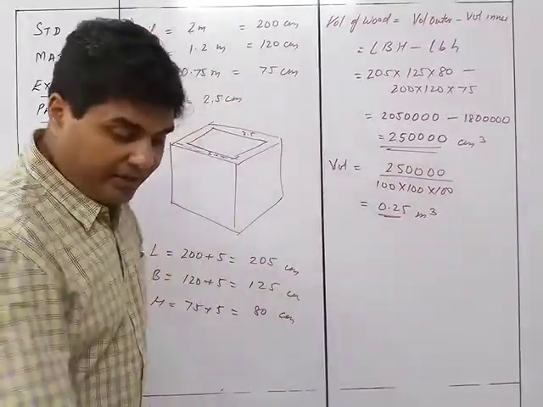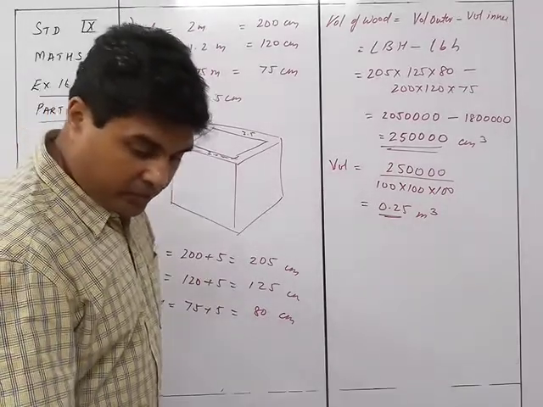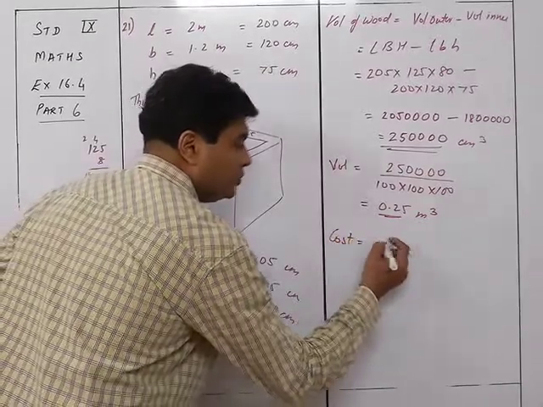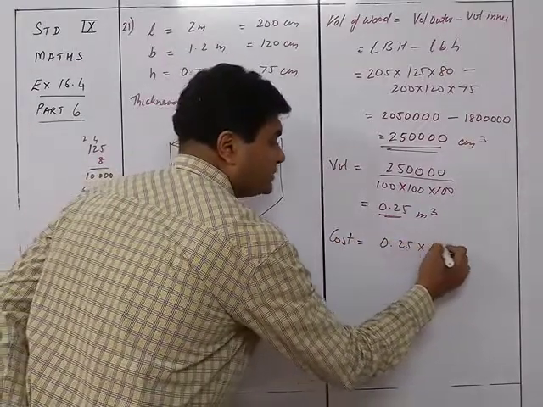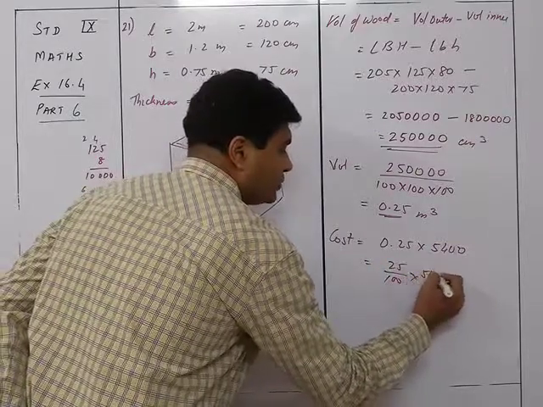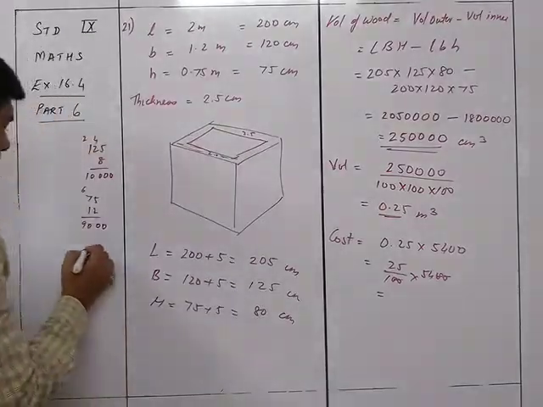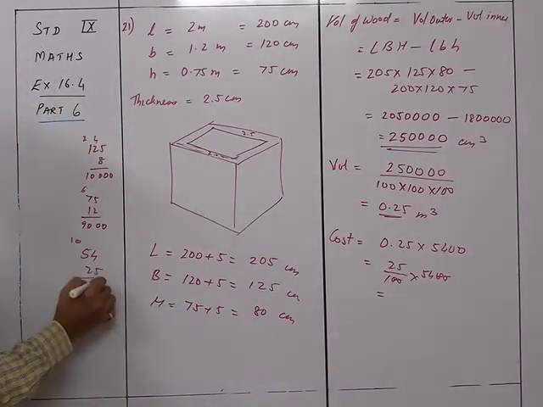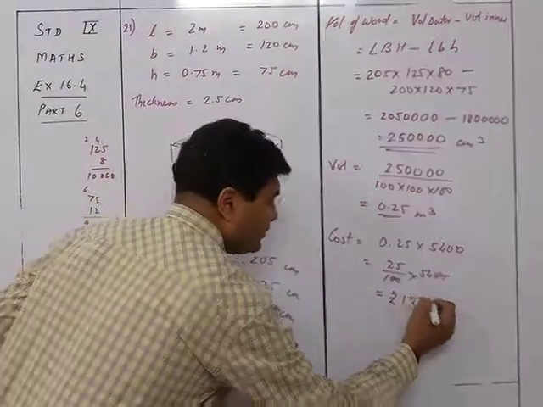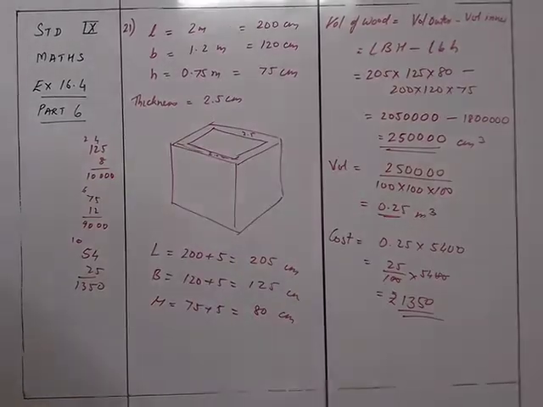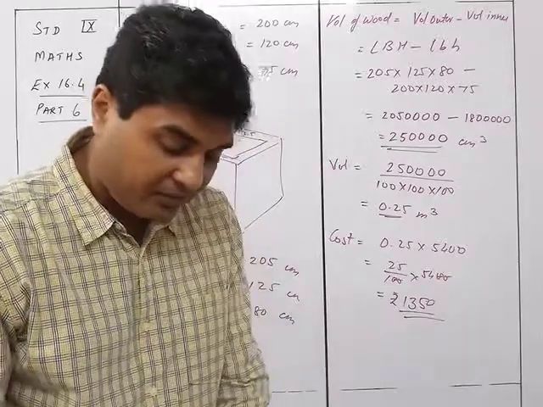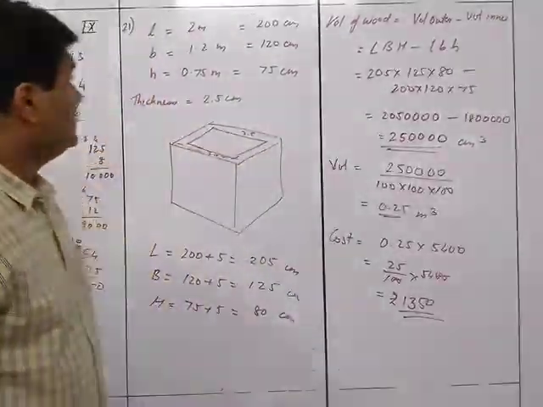So 0.25. Now they have given you the cost. The cost is given to you as 5,400 per meter cube. So cost is equal to 0.25 into 5,400. So it is 25 upon 100 into 5400. That will be 25 into 54. 54 times 25 is 100 and 125, 135. So it will be rupees 1350. That would be the answer for sum number 21. So for sum number 21, the cost will be 1,350 rupees. That was sum number 21.